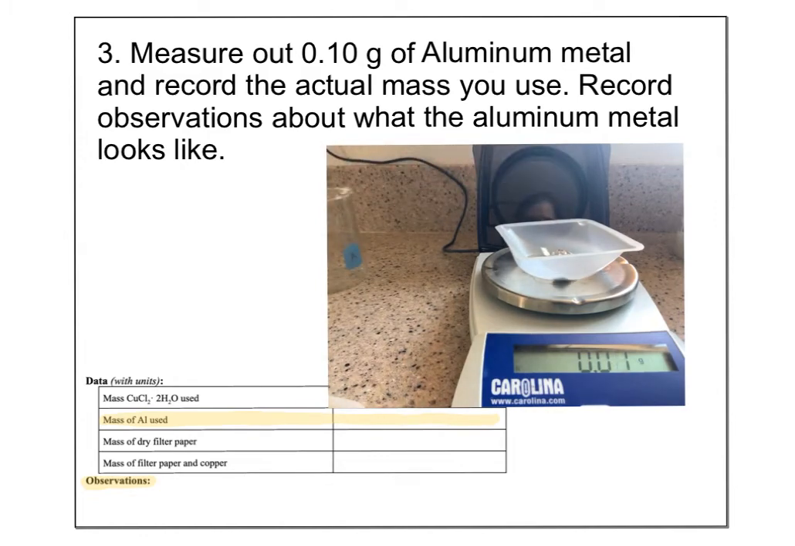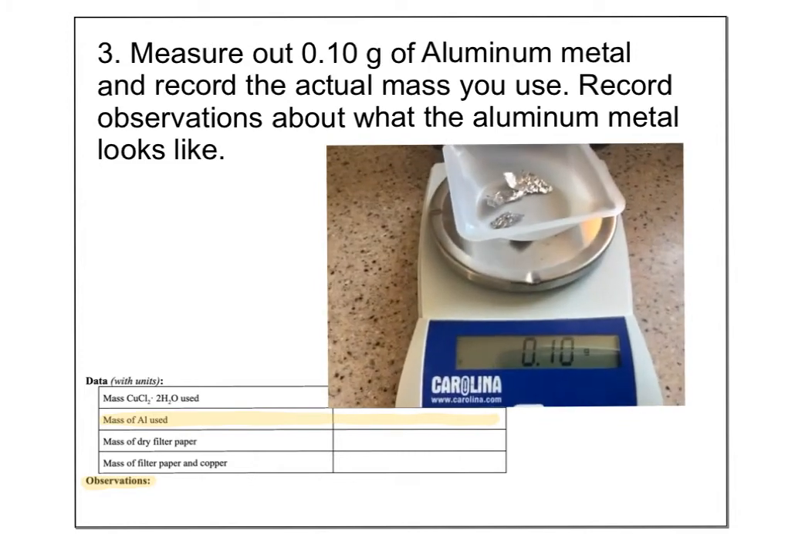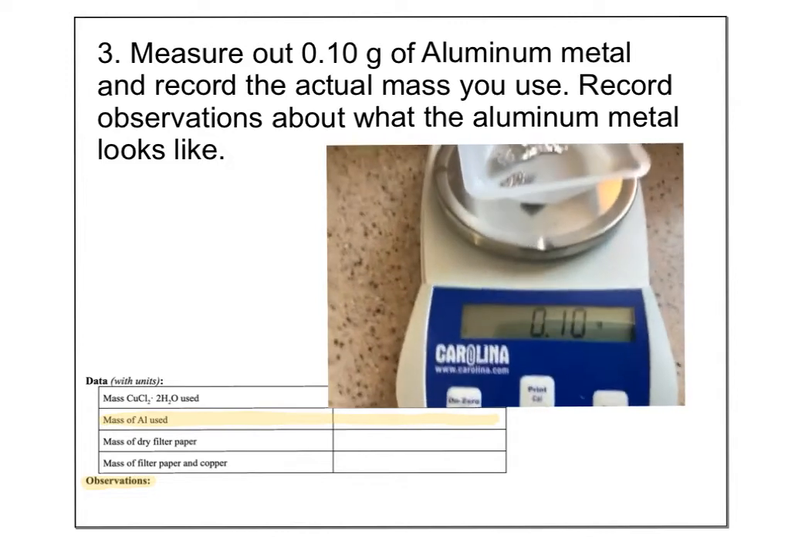Closer. Got one more in me. Ooh, that'll, we'll do, I'd rather have a little more, I think. Oh, right on the money. Look at us go. All right, so we got 0.10 grams of aluminum. So put that in your data table.